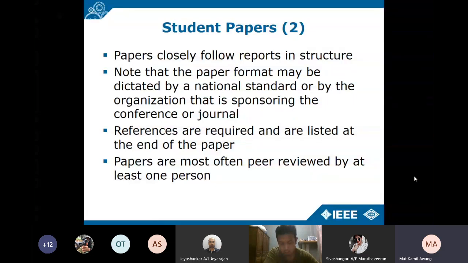Sometimes, for example, the format follows the IEEE format. Those are the structures that they have. References are required sometimes, and they are listed at the end of the paper, and the paper must be peer reviewed when you want to publish or present at the conference. Normally they ask you to send the abstract, and they evaluate whether it's suitable or not. If it's suitable, they accept. Then after that, they ask you to send the full paper, and this full paper is reviewed by the panel for the presentation.